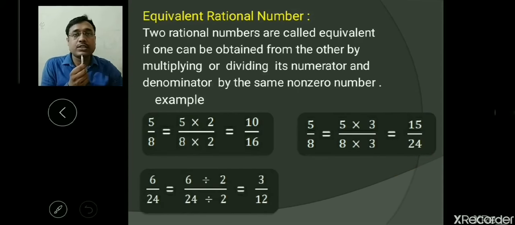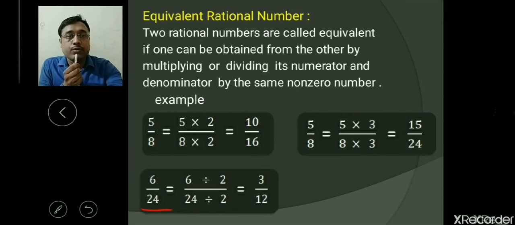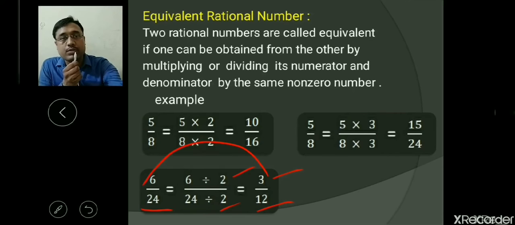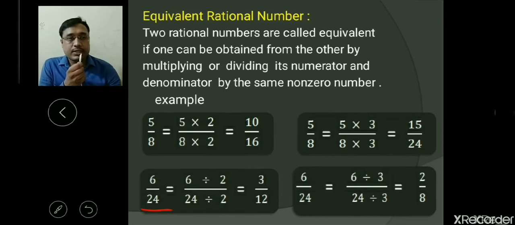Next, by dividing, also see the example. If the number is 6 by 24, here 6 divided by 2 and 24 divided by 2. Then 6 divided by 2 is 3 and 24 divided by 2 is 12. So this 3 by 12 is equivalent to 6 by 24. That means they are equivalent rational numbers. Next you see this number 6 by 24. When you divide 6 by 3 and 24 also by 3, you will get what? 6 divided by 3 is 2 and 24 divided by 3 is 8. So this 2 by 8 and 6 by 24 are equivalent rational numbers.